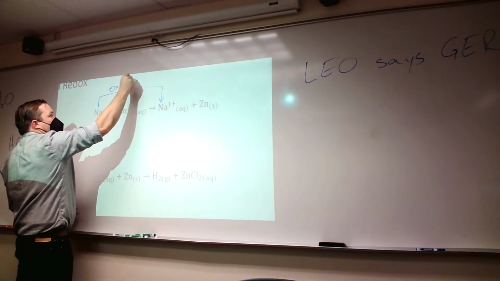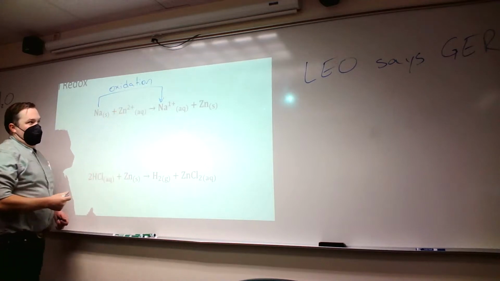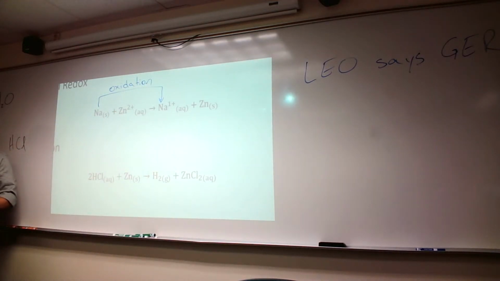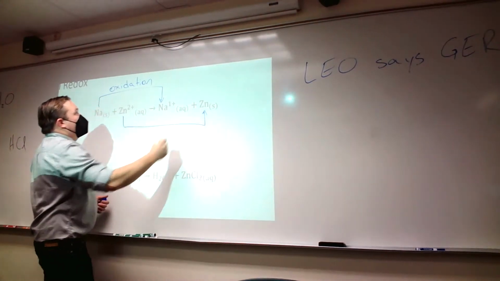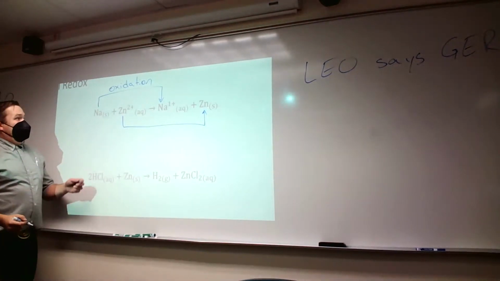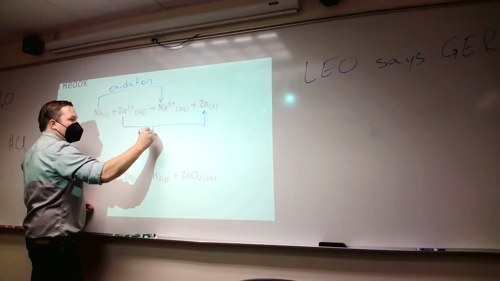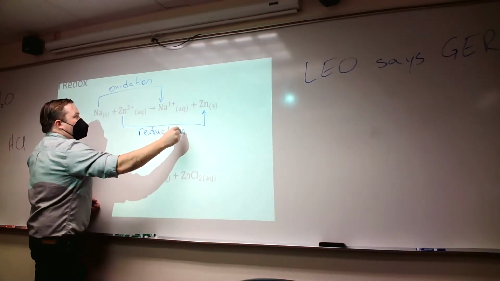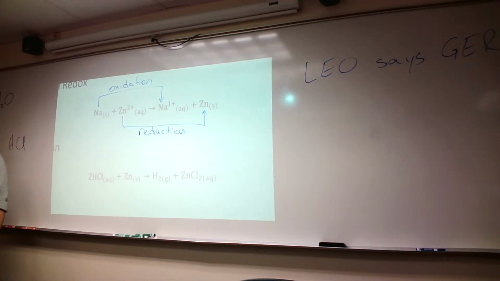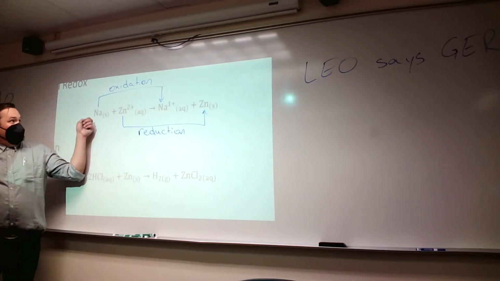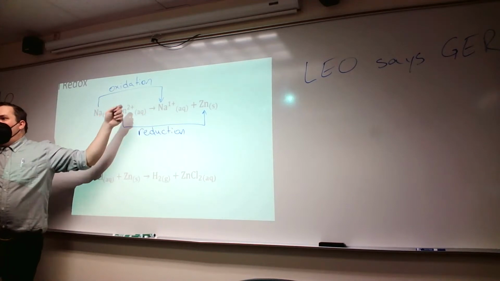Wait, if sodium only lost one electron, how did zinc gain 2 electrons? It's because this isn't totally balanced, and we'll talk about that in a second. The oxidation reaction is the sodium turning into sodium ion. The reduction is going from +2 to neutral. It had to gain 2 electrons to do that. And as Jordan pointed out a second ago, sodium loses 1 electron, zinc needs to gain 2 electrons.